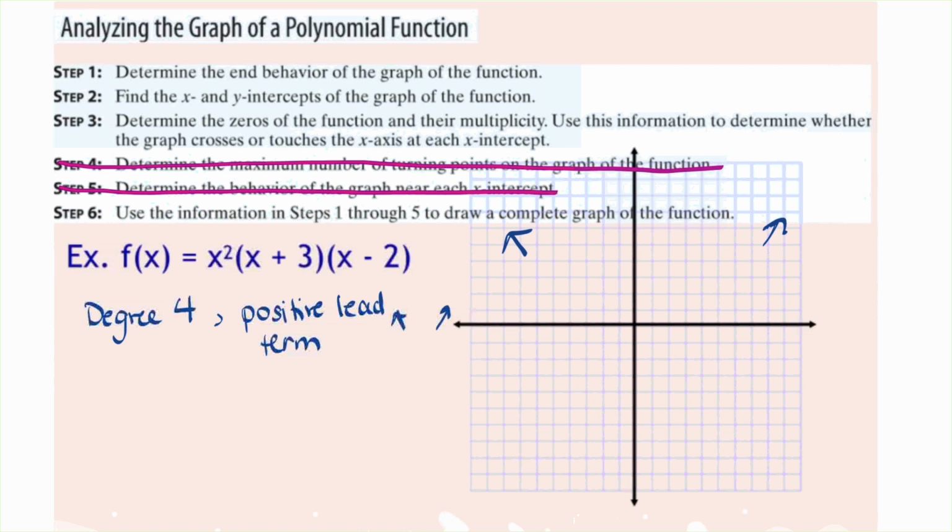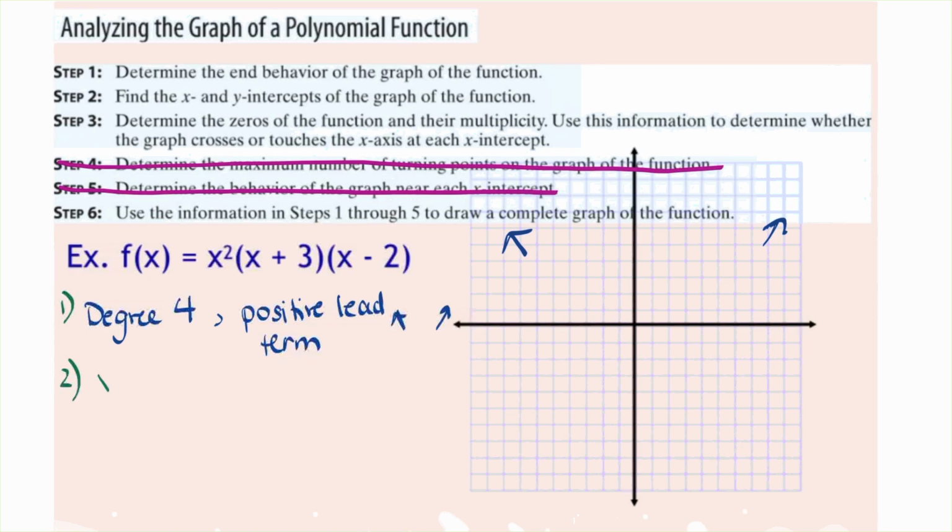I might not put those on the graph right away, but I just kind of did that to show that that is what it will end up doing, is go high for the left end behavior and the right end behavior. Step 2 says find the x and y intercepts of the function.